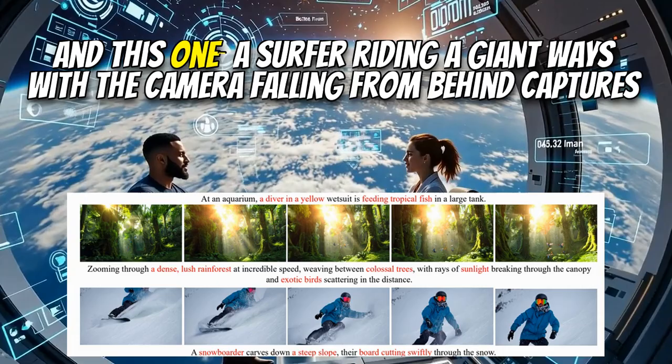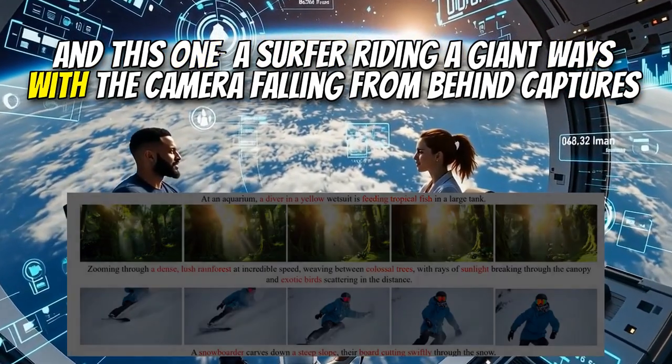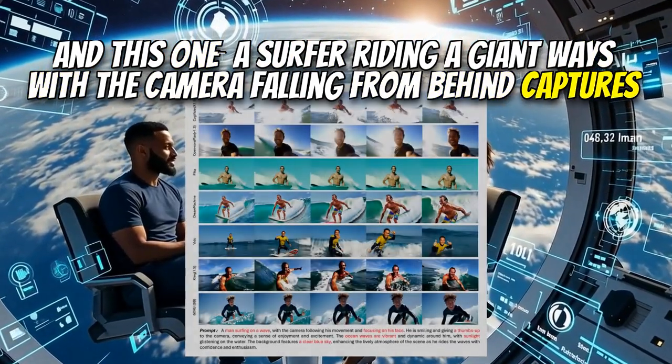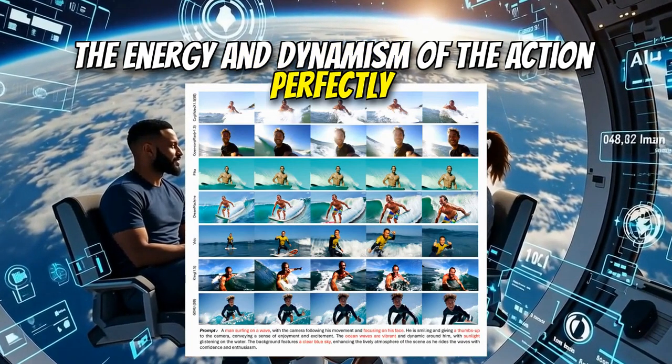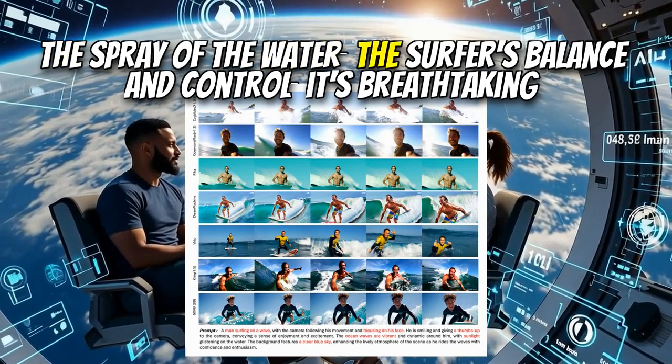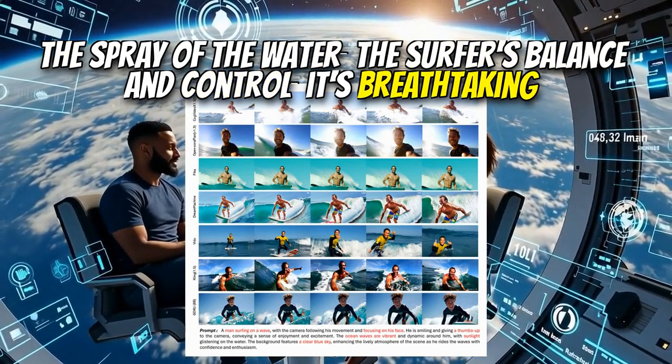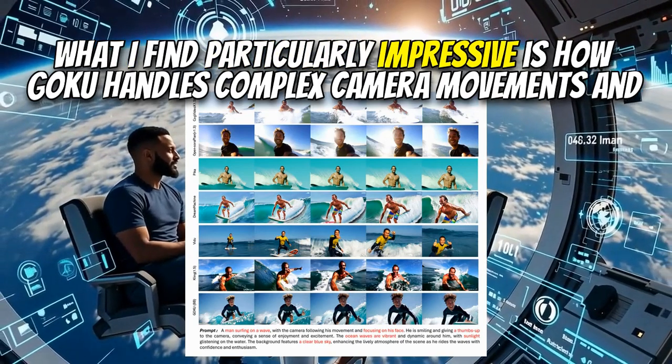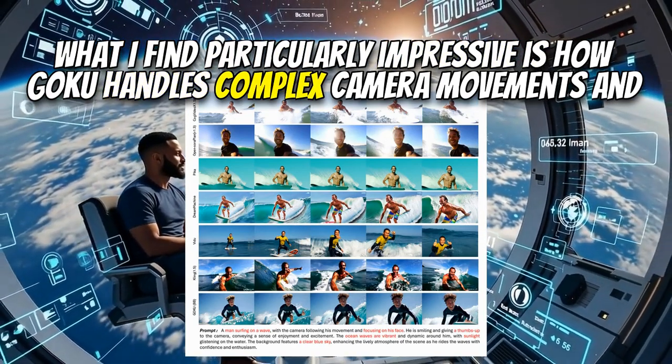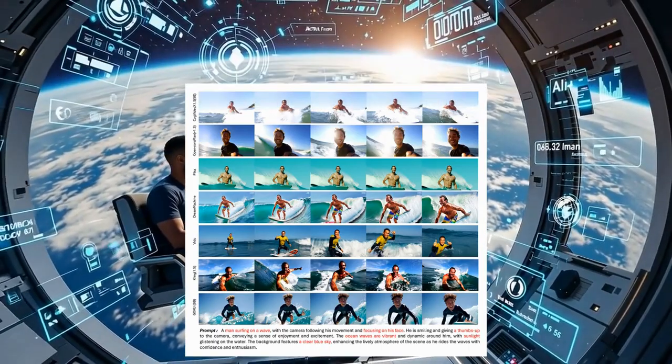And this one, a surfer riding giant waves with the camera following from behind. Captures the energy and dynamism of the action perfectly. The spray of the water, the surfer's balance and control, it's breathtaking. What I find particularly impressive is how Goku handles complex camera movements and perspectives.